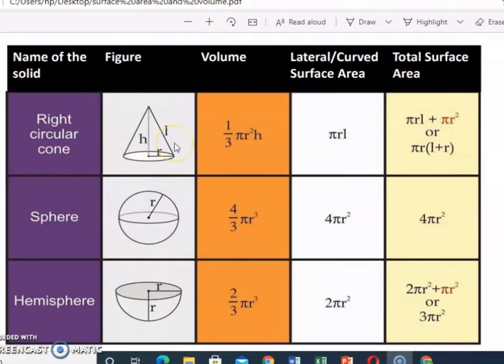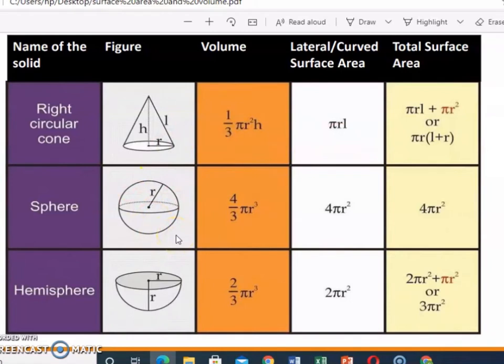Slant height of the cone is not given and h and r are given. Then if you see, this is a right circular cone, this is forming a right angle triangle. So the hypotenuse is slant height. So hypotenuse square, L square, is equal to h square plus r square, or L will be equal to square root of h square plus r square.